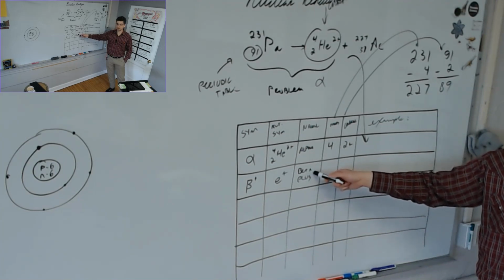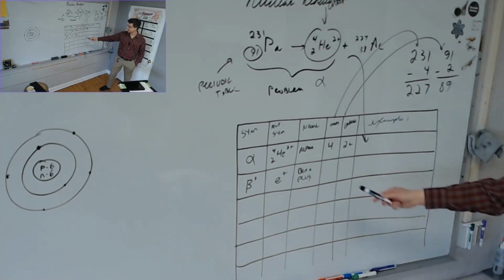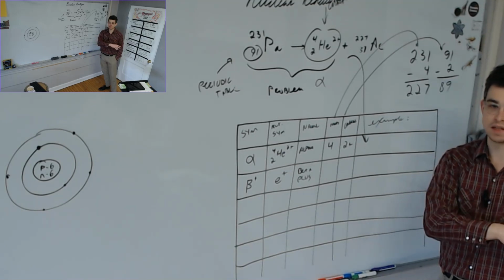You should be aware, and on the test there will be beta plus, and on your worksheet there is beta plus. But anytime the book says beta decay, it means beta minus, okay?